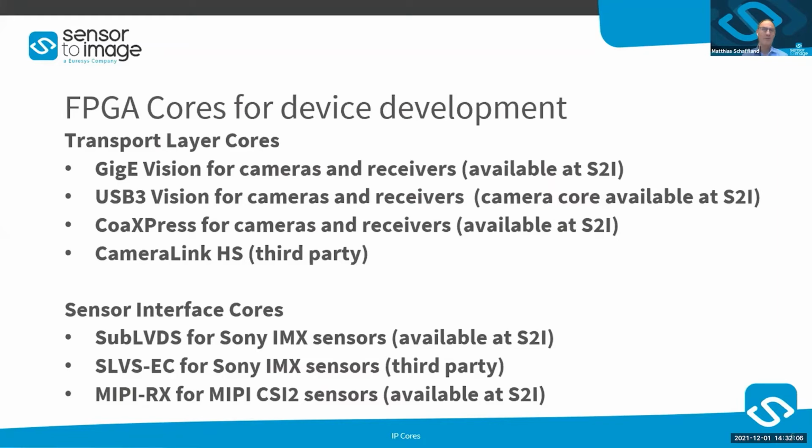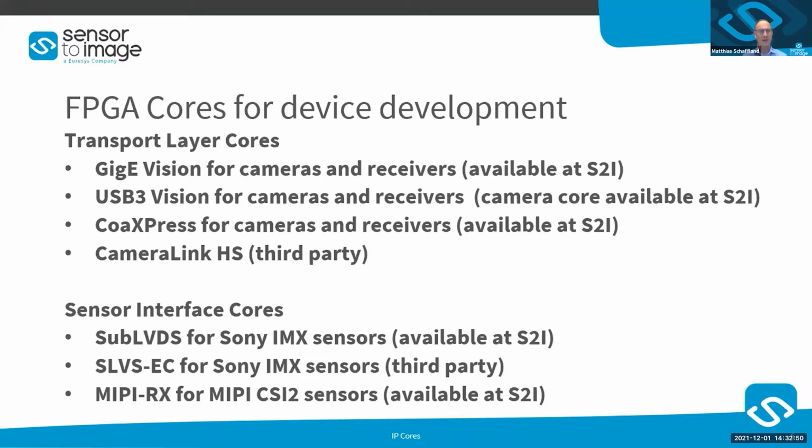CoaXPress from the very beginning is more targeted as a high-speed interface, and currently is one of the fastest ones with 10 or even more gigabit per lane, per connection. And it could be used for designing compact but very fast cameras and also receivers. This is not only for copper medium, it's already available for fiber connection as well. So we do not have the restrictions about cable length and so on. All these three IP cores are available at Sensor to Image.